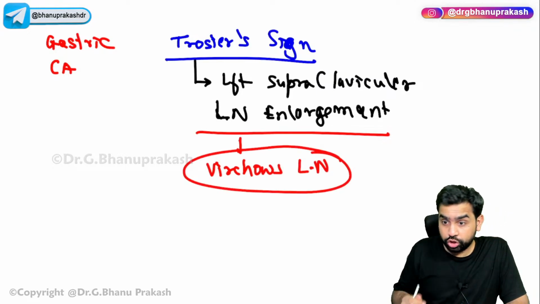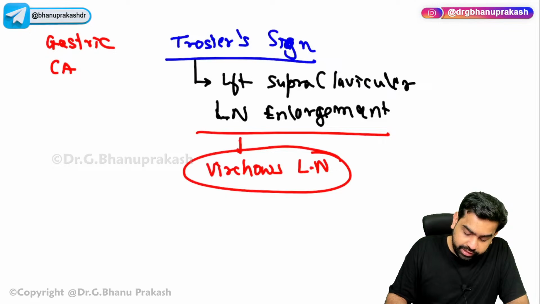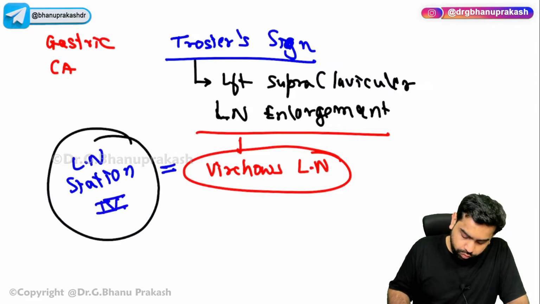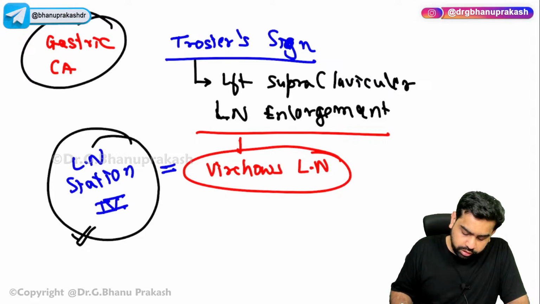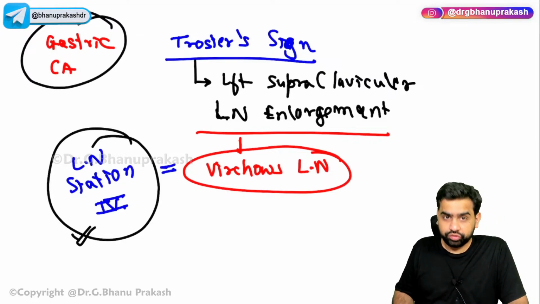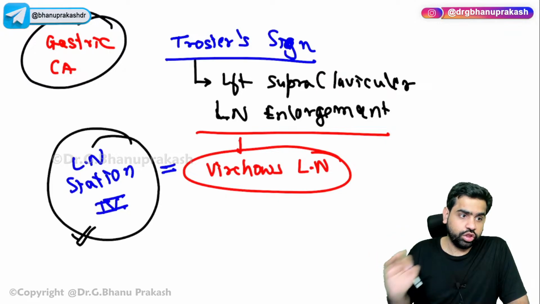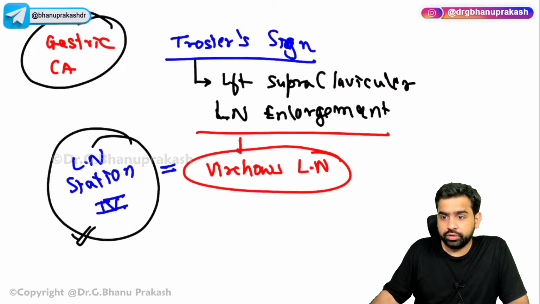This is the Virchow's group of lymph nodes, and this is basically lymph node station 4. Please try to understand: this is your lymph node station 4. Gastric cancer, Troisier's sign, Virchow's group of lymph nodes, station 4. I hope you have understood these points, guys.